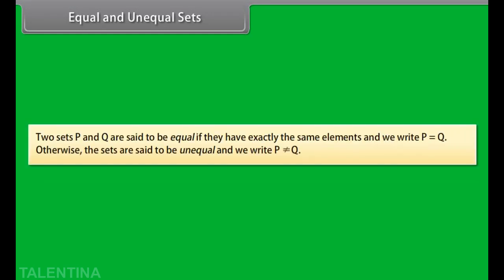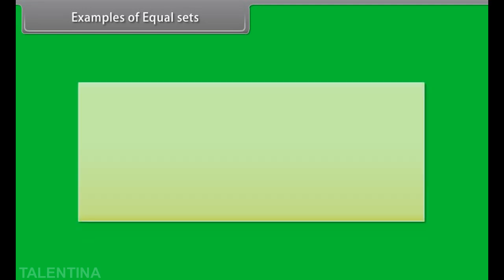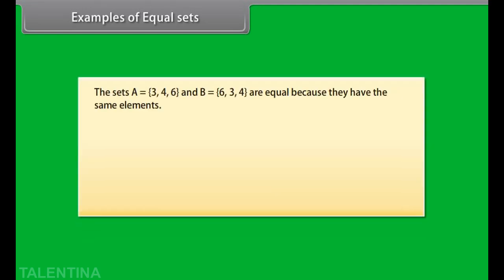Equal and unequal sets. Two sets P and Q are said to be equal if they have exactly the same elements and we write P is equal to Q. Otherwise, the sets are said to be unequal and we write P is not equal to Q. Examples of equal sets. The sets A is equal to {3, 4, 6} and B is equal to {6, 3, 4} are equal because they have the same elements.